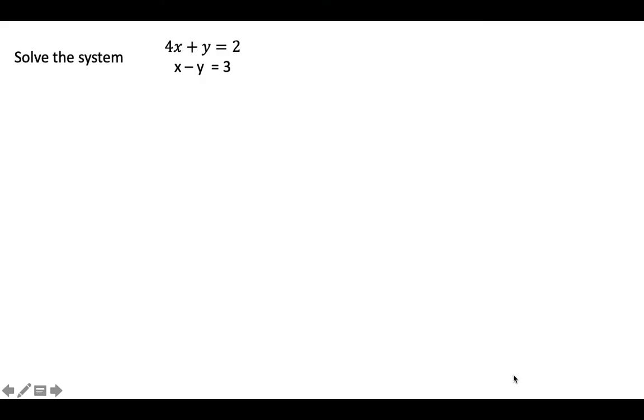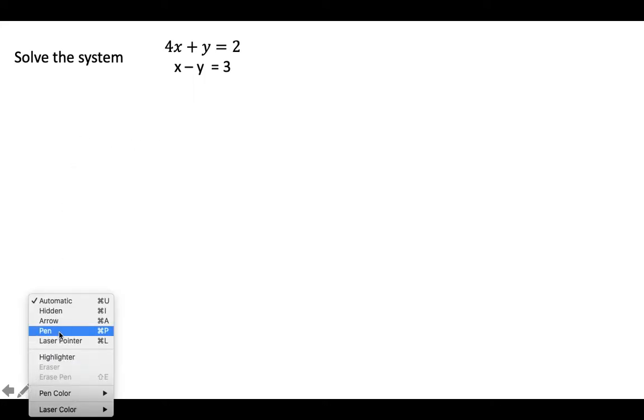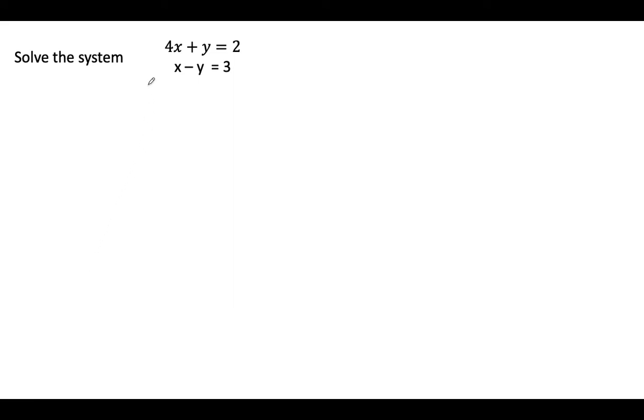Now we will talk about the solution of the system of equations. To do them, there are lots of ways. I can use the elimination method or I can use the substitution method. In this question, I think the elimination method is better.